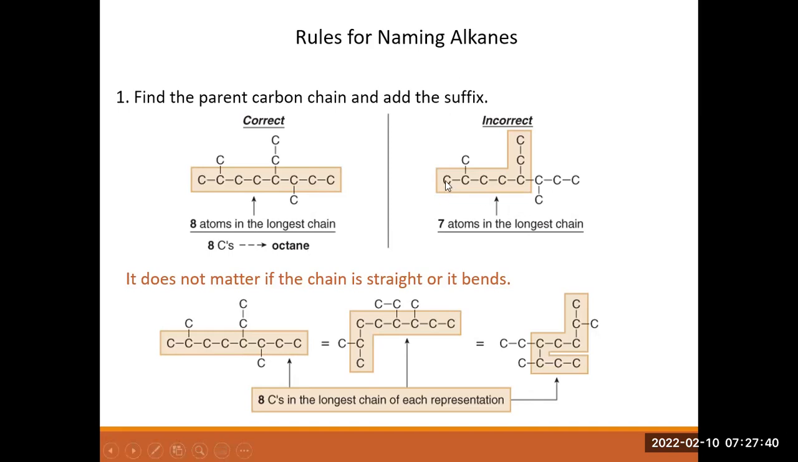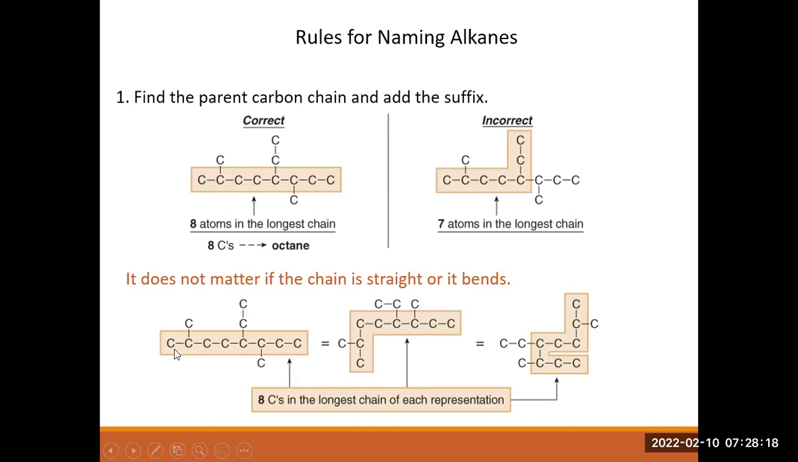And for example, is this the longest chain? This is not the longest chain because 1, 2, 3, 4, 5, 6, 7. 1, 2, 3, 4, 5, 6, 7, 8. That is actually the longest chain. Because it doesn't matter if the chain is straight or even if it bends, you would still look for the longest chain. So in this case, this is not the longest chain. This is the longest chain. That's just how to identify the longest chain.